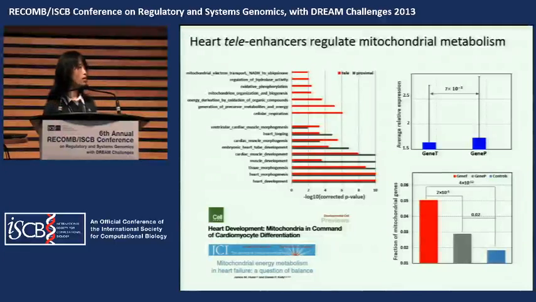We first look at the function of the tele-enhancer, and we find that both the tele-enhancer and the proximal enhancer have a close relationship to heart development, which is not surprising because we are working on the human fetal heart. But on the other hand, we find that only the tele-enhancer plays a unique role. It is involved in biological processes like oxidative phosphorylation, mitochondrial organization, and energetic biological processes.